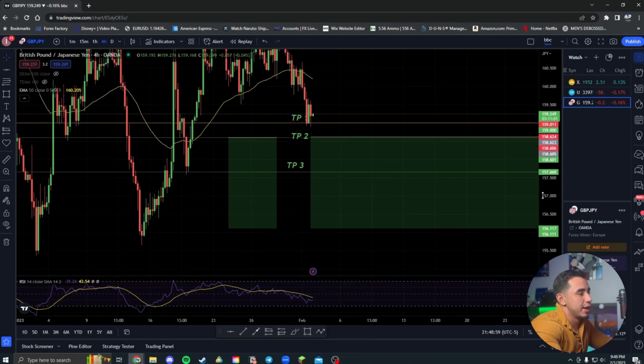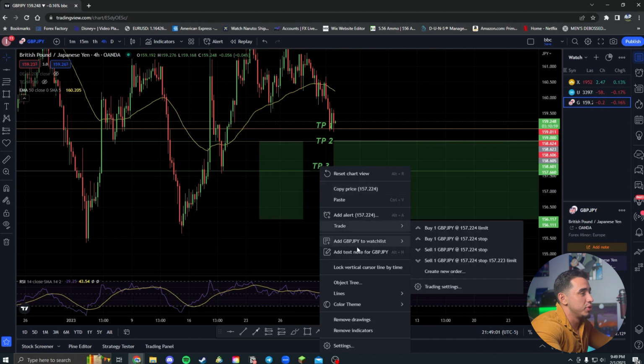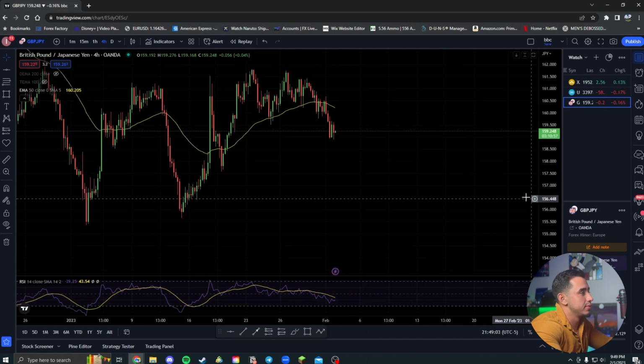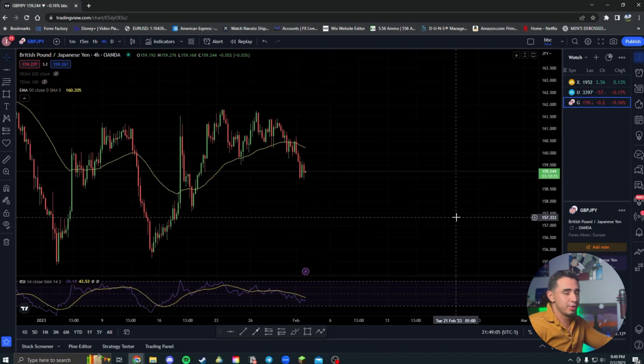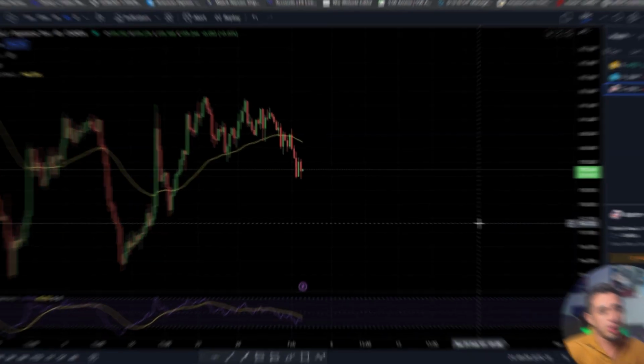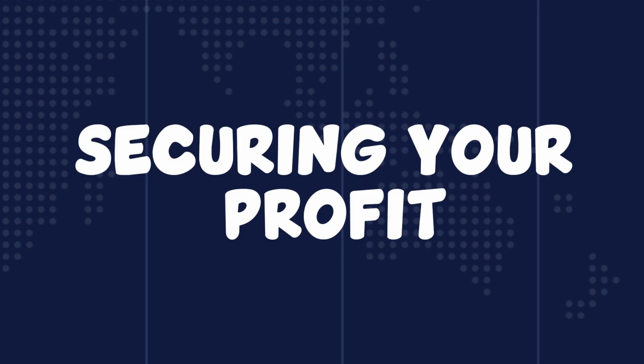Now, I could give you guys another example for TP4, but you guys get the gist of it, and I don't want to complicate the charts because once I start cluttering the charts up too much, you guys are gonna get a little lost in all the drawings and stuff like that. But the whole point of a trailing stop loss is securing your profit.